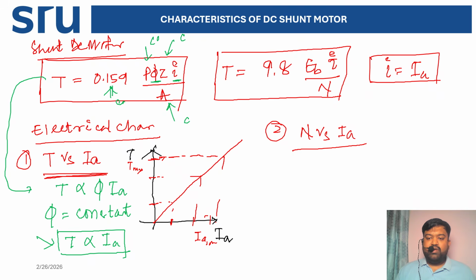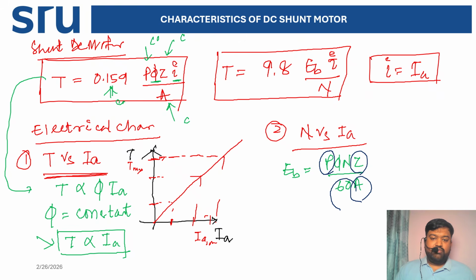We know, everybody knows the back EMF formula. Back EMF formula is EB equal to P phi NZ by 60A. Now from this you can derive. You see, again the same term is coming. If I mark that the pole is constant, your Z is constant, A is constant, 60 is constant, then from this you can write EB is directly proportional to your flux into speed, right?